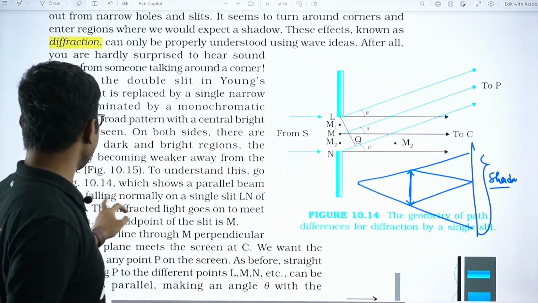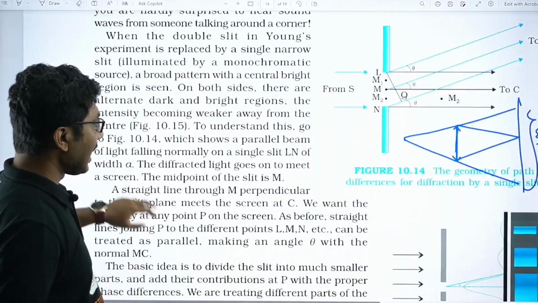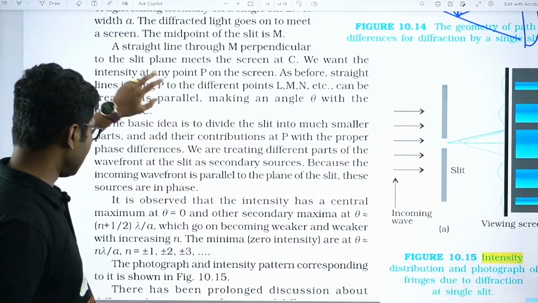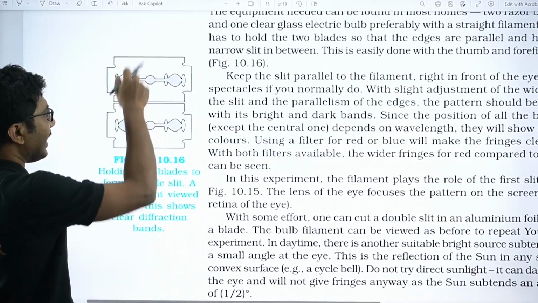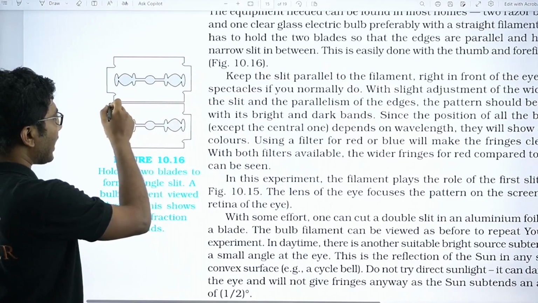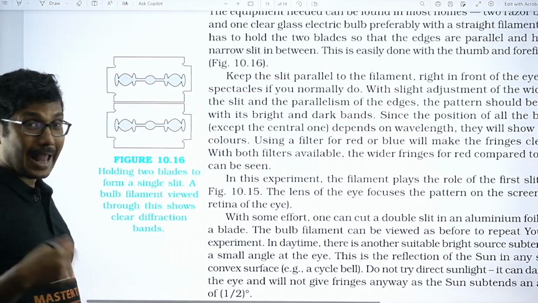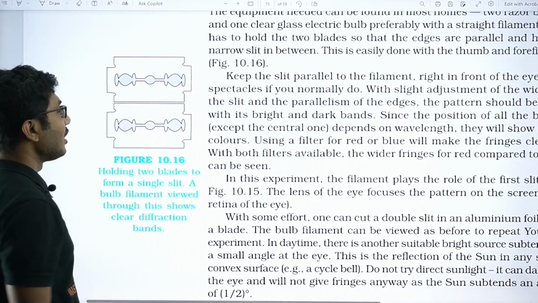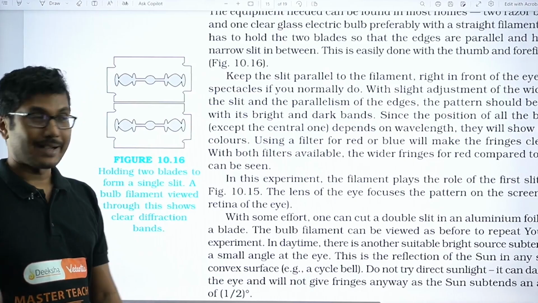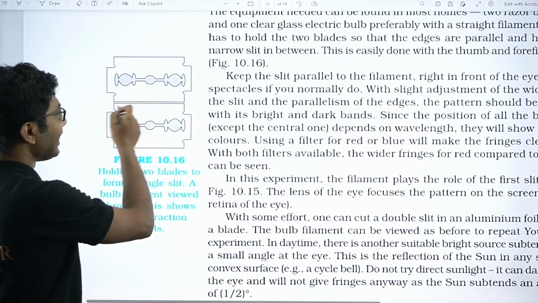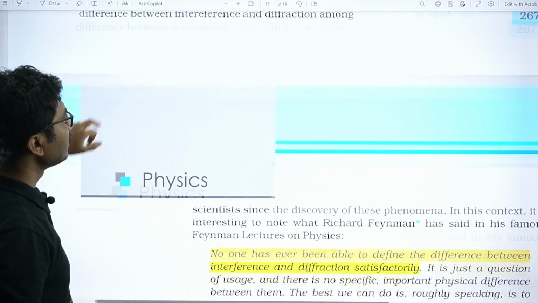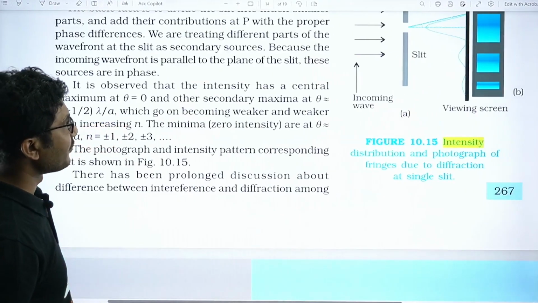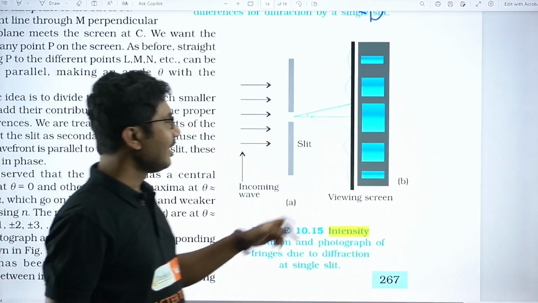Okay, there is an experiment as well, you can see. I think it is in the later part, yes, this one. There is a blade, top part and bottom part. If you arrange it like this and pass a laser through this, you will get a beautiful pattern on the wall. This is a single slit, only 1 slit is there. So this is one experiment.